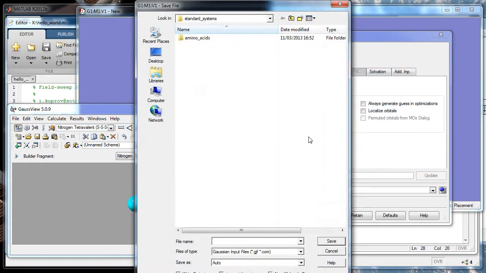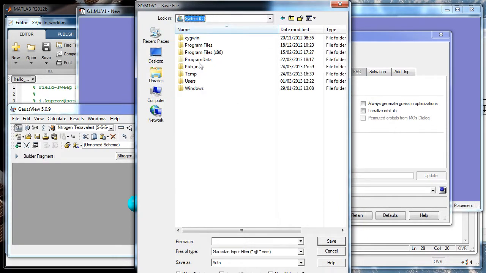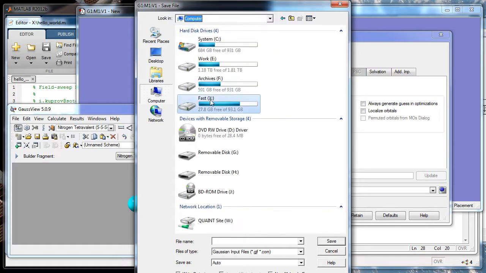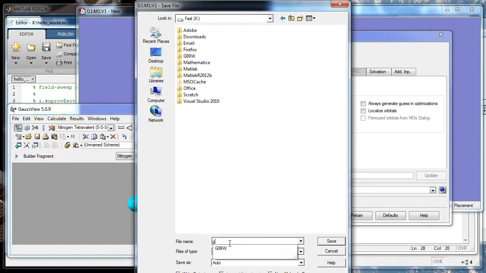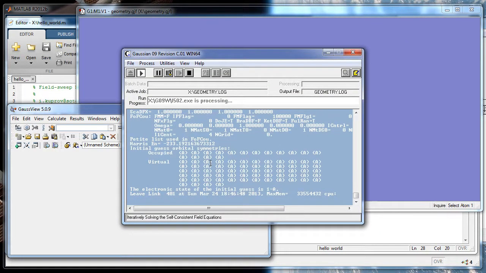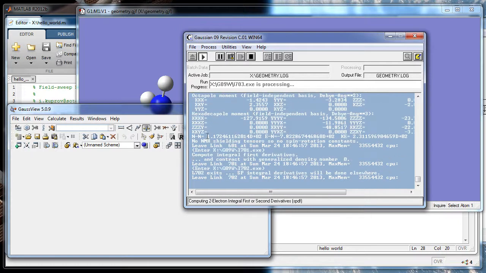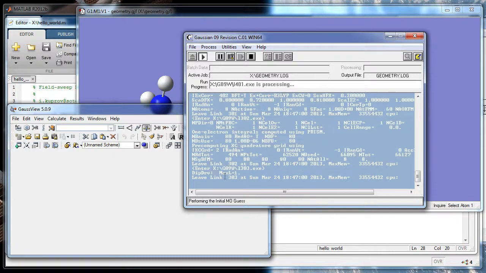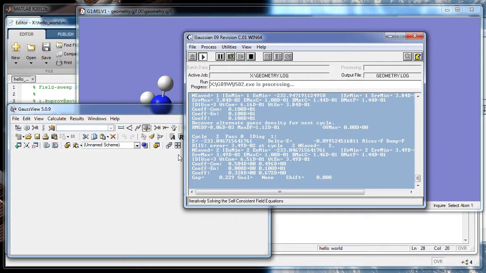So submit, save, let's just save it somewhere. This is as good a place as any. I guess I'll probably put it into the same folder that we had here. So, geometry, and that will save us. Submit to Gaussian, yes please, and there we are. There's the Gaussian window running, doing our optimization. We might have specified a few processors that would have run in parallel. So there we are, the first iteration is done. Running the second iteration, converging the self-consistent field in there. It might take a couple of minutes.